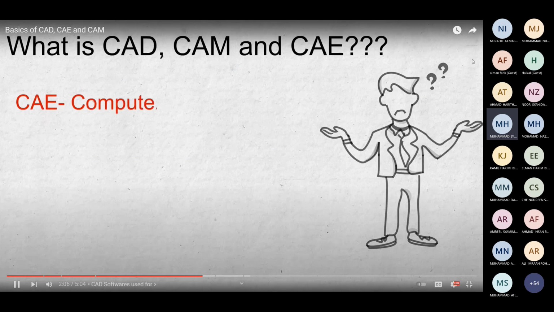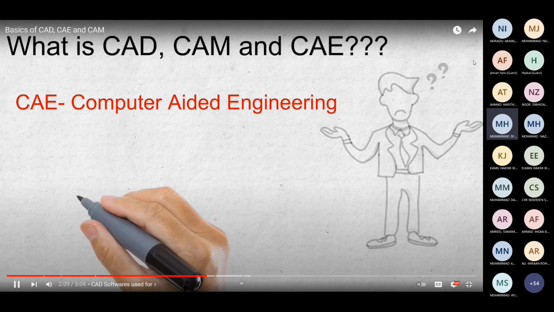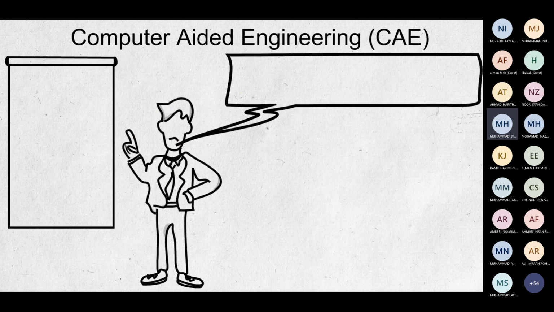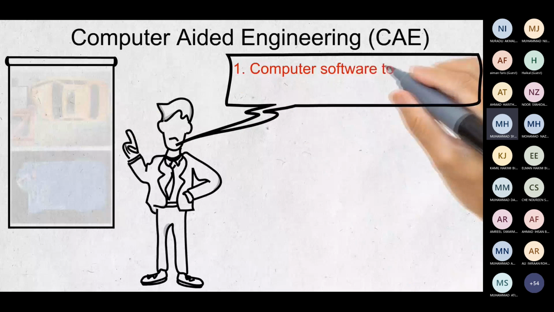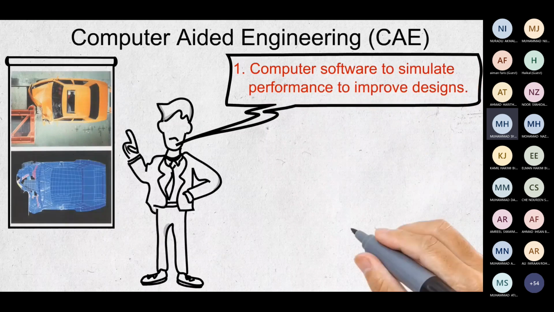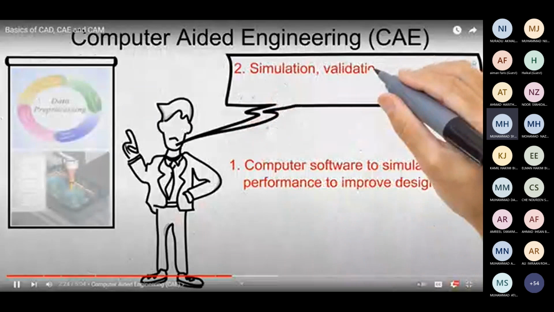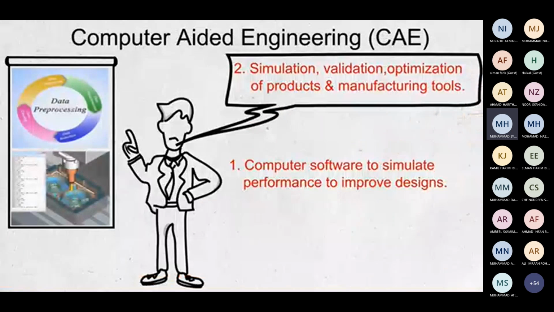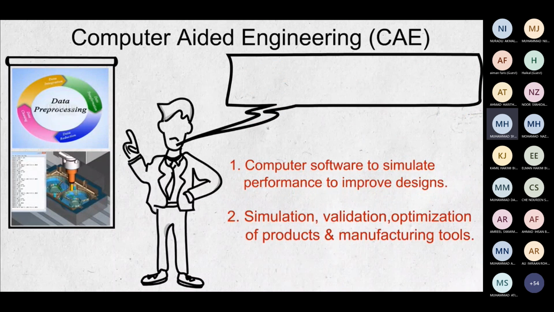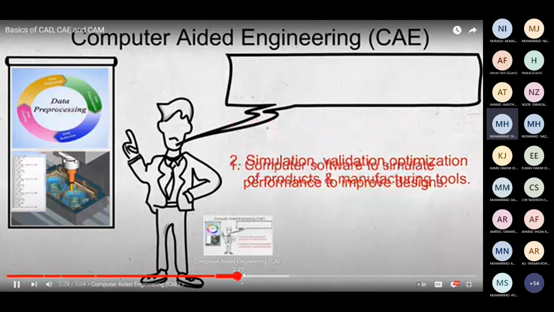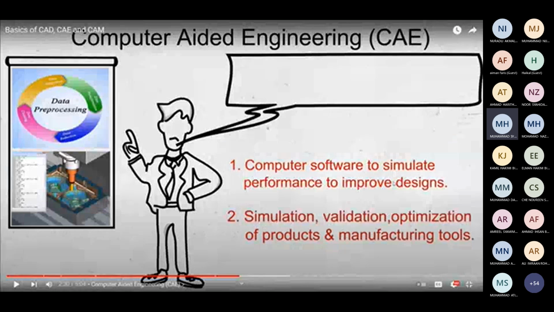Next one, CAE, Computer Aided Engineering. It deals with analyzing the 3D model. CAE is computer software to simulate the performance in order to improve product designs. CAE also considers simulation, validation and optimization of products and manufacturing tools. What are the areas covered in CAE? Stress and optimization of products. So these are functions of CAE, all right? You can simulate performance to improve design, okay?